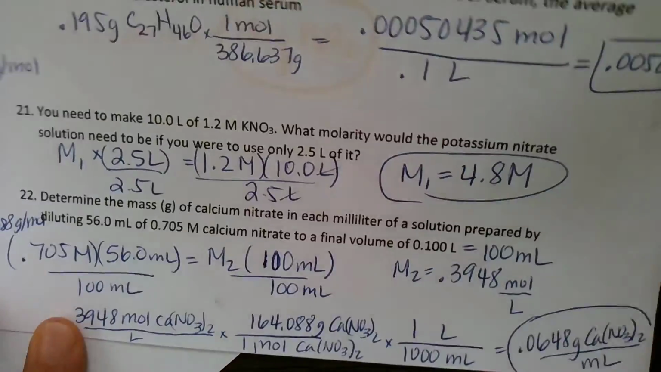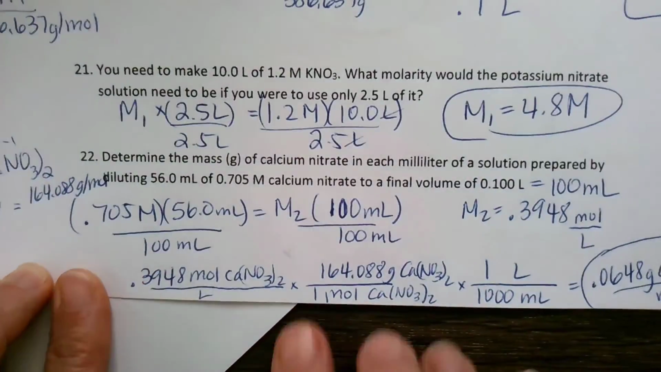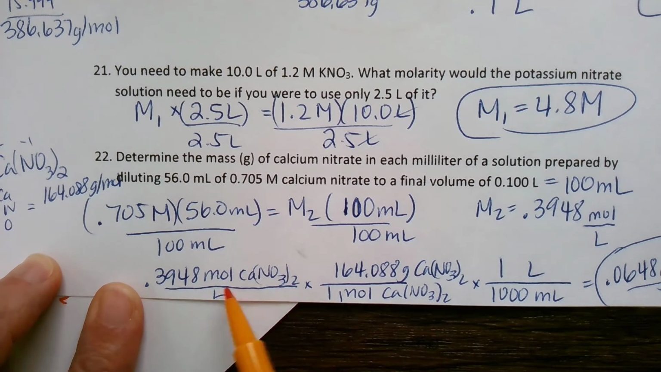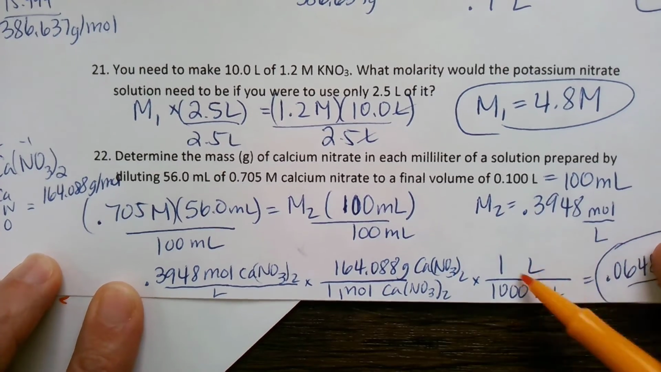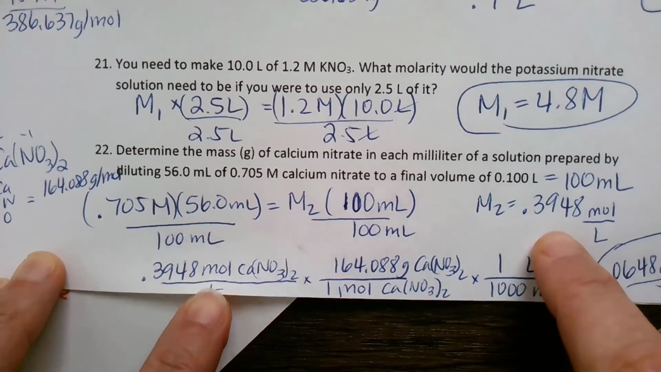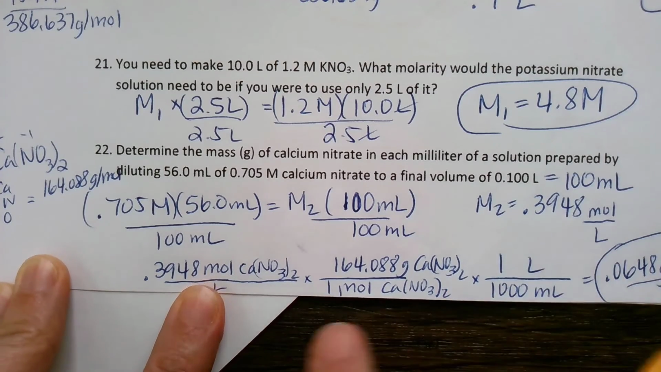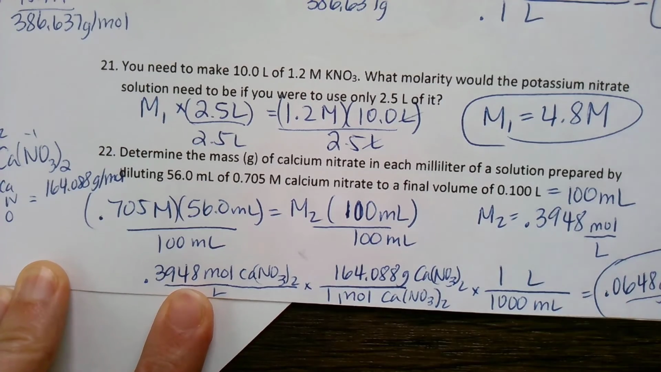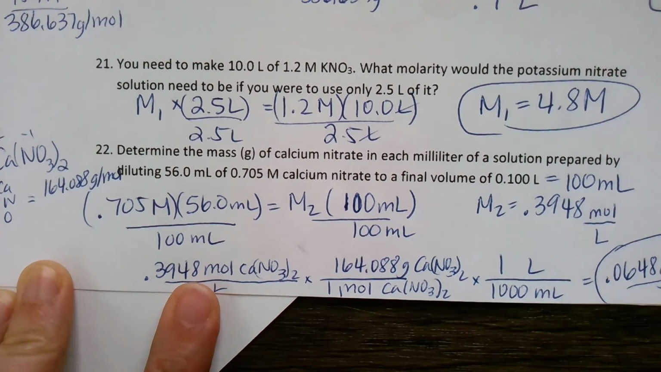So when you're looking at my answer key here, I took that 0.3948 molarity, which is moles per liter. I put my liters on top. Doesn't matter if these two are flipped around. Liters to get rid of the liters. And then my moles need to go on the bottom to get rid of moles with the molar mass. All right, hopefully that helps.